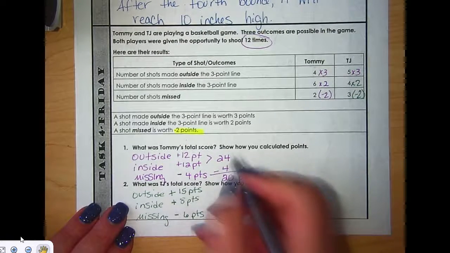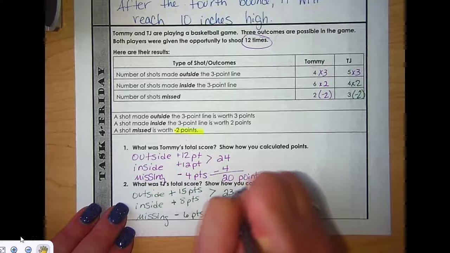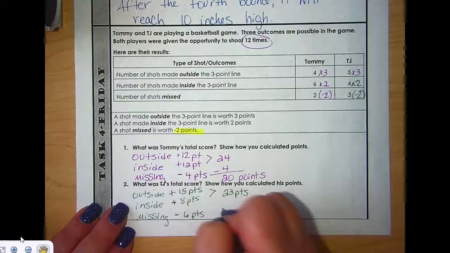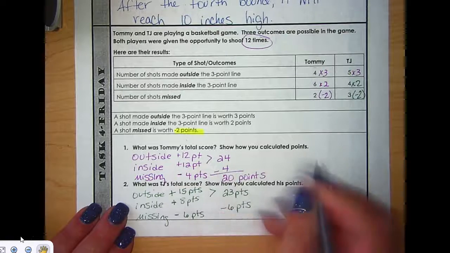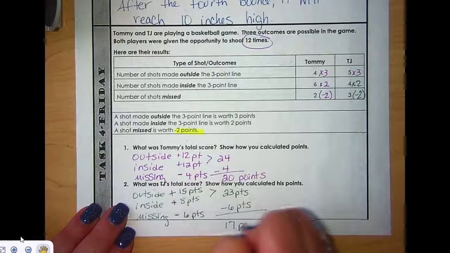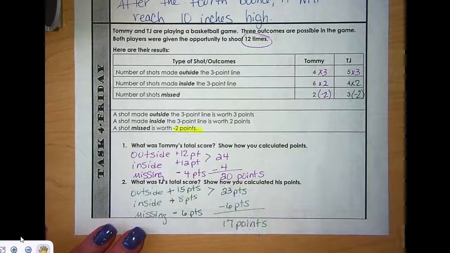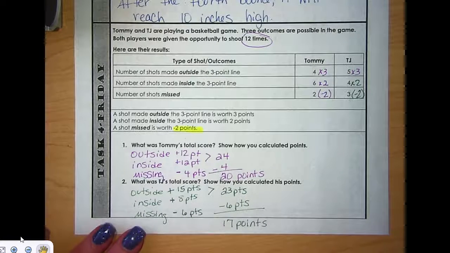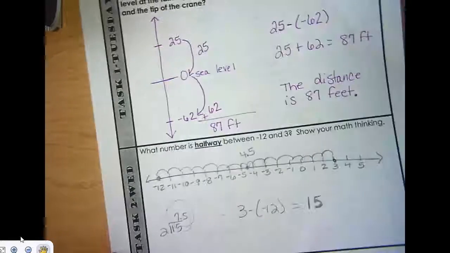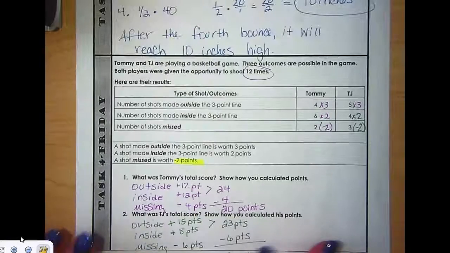So now let's do some math. 15 plus 8 is 23 points, but we've got to subtract 6. So 23 minus 6 is 17 points. So who would have won the game? So if Tommy had 20 points and TJ had 17 points, Tommy would have been the winner if it had asked us that. All right, so make sure that you hold on to these because you're going to need to be able to review them and study for the test.